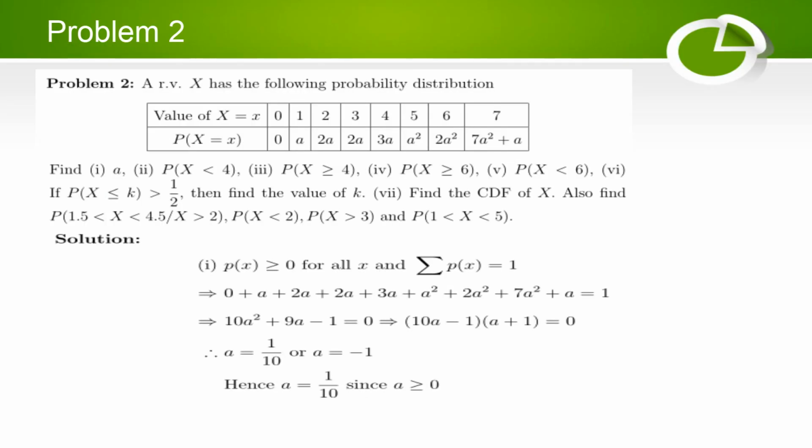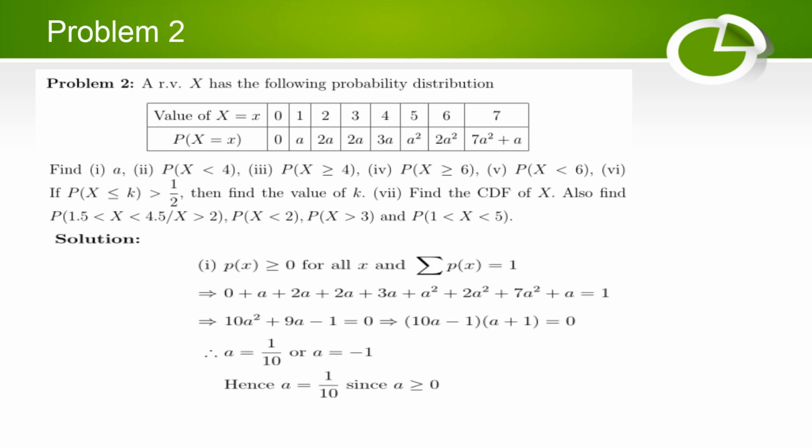Problem 2. A random variable x has the following probability distribution. Value of x equals 0, 1, 2, 3, 4, 5, 6, 7. P of x is 0, a, 2a, 2a, 3a, a square, 2a square, 7a square plus a. Find one, p of x less than 3, two, p of x greater than or equal to 3, three, p of x greater than or equal to 6, four, p of x less than 6.